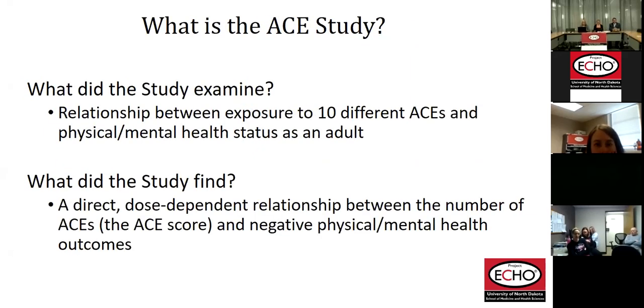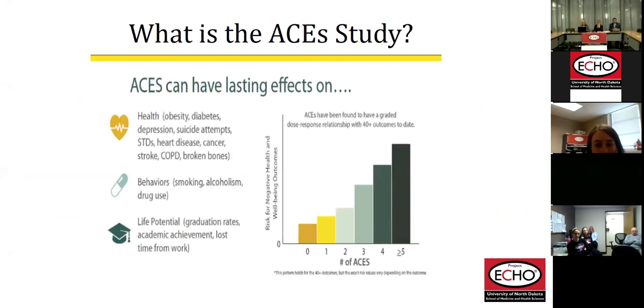So what did the study examine? Nowadays you'll find structured interviews that go through dozens and dozens of ACEs, or adverse childhood events. This one specifically looked at 10 and how these 10 ACEs were associated with physical or mental health statuses. They experienced them in childhood, but how does it affect them as adults? The overview is that they found a direct and dose-dependent relationship. We think of doses in terms of medicine, but the more ACEs, the more negative physical and mental health outcomes. This is one slide meant to express that.